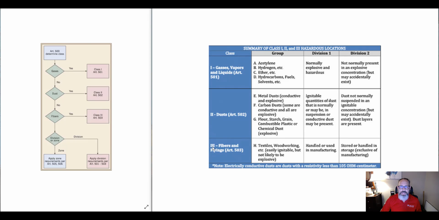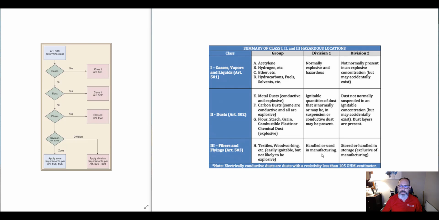Now, Class 3 fibers and flyings could be from textiles, that's making clothes or making materials. Woodworking, so you could have obviously dust, right, with the woodworking. Easily ignitable, but not likely to be explosive. So here we don't have an explosive situation, we have an ignitable situation. And Division 1, handling or use in manufacturing. So around your manufacturing equipment, you're cutting the wood, dust is collecting. That dust will cause a potential for it to ignite.